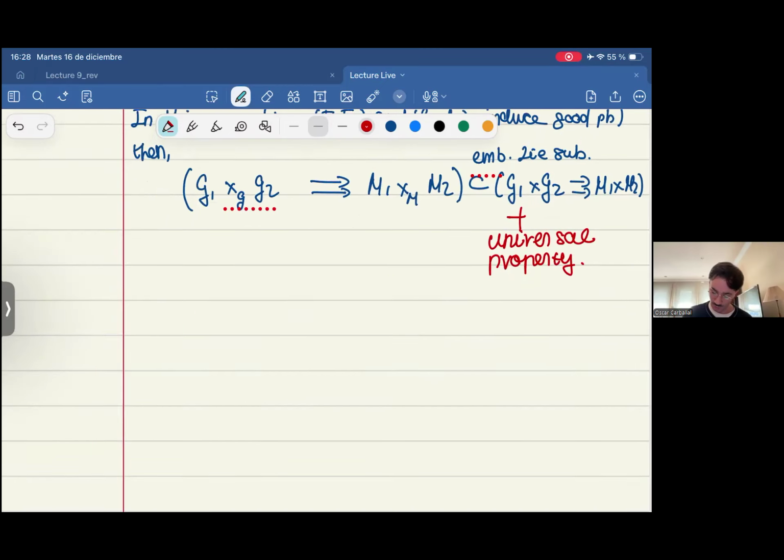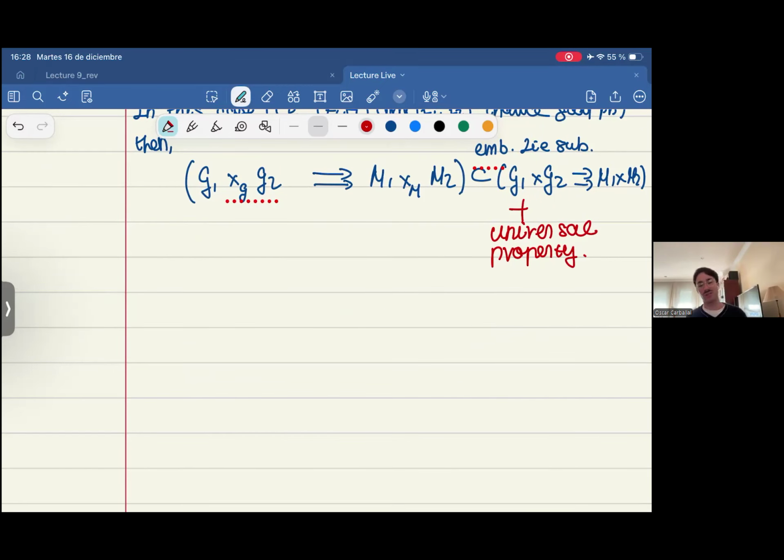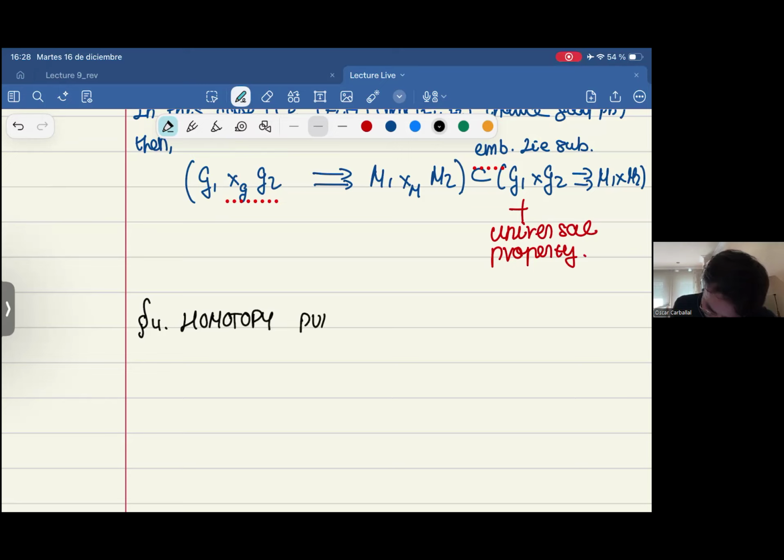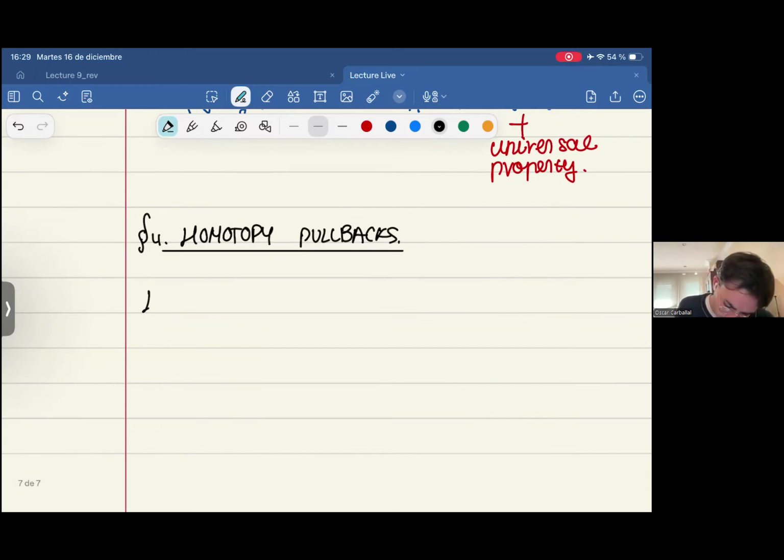Okay. So now, after this construction, which is not that difficult, now is the point of the talk where the abstract nonsense enters. So I will talk about homotopy pullbacks. And this, in the sense of Moerdijk and Mrčun, are also called weak equivalences of Lie groupoids. So let us start as follows.